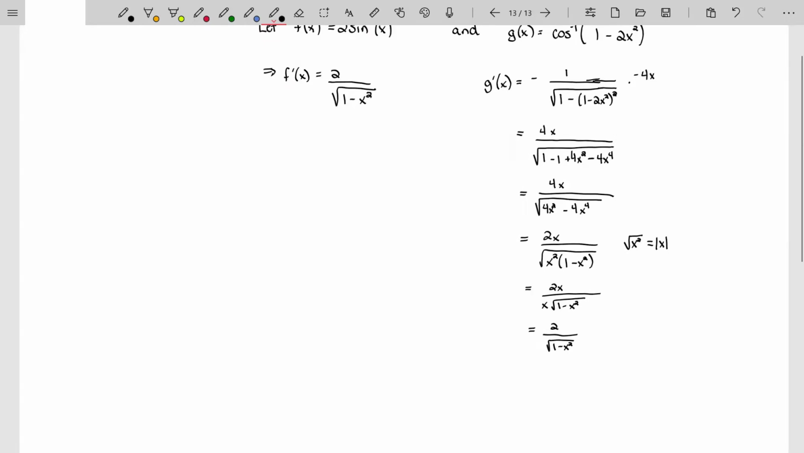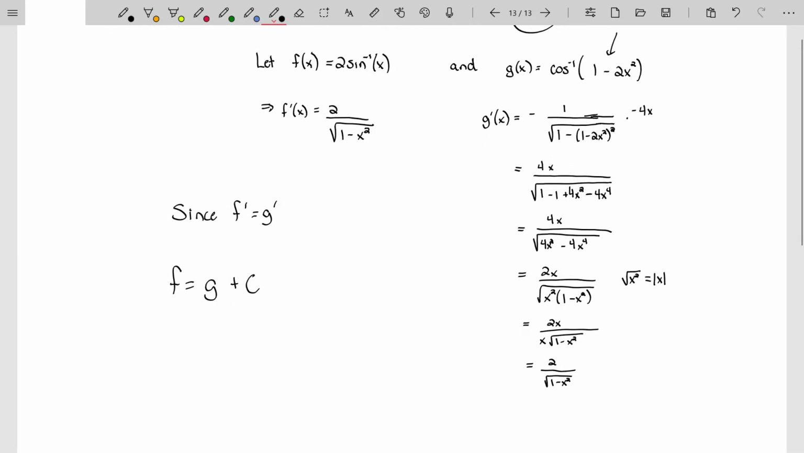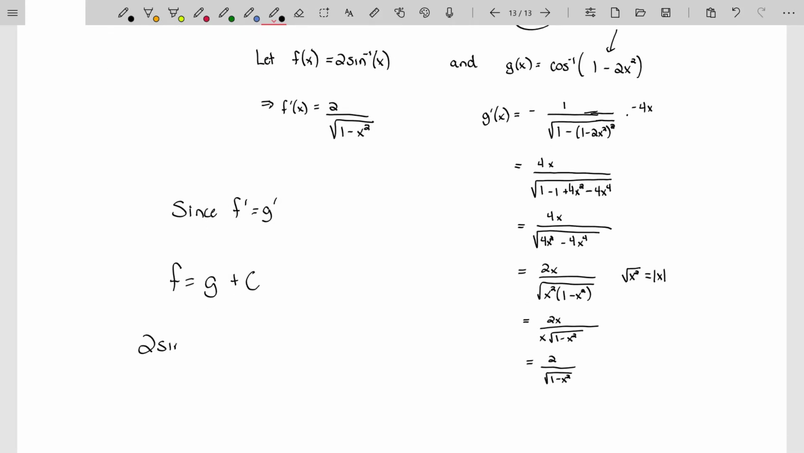Notice that derivative is the same as f prime. So f prime and g prime are the same. Since f prime is equal to g prime, we know that f is equal to g plus some constant c. That is, 2 sine inverse of x must be equal to cosine inverse of 1 minus 2x squared plus some constant c. They're just off by a constant.